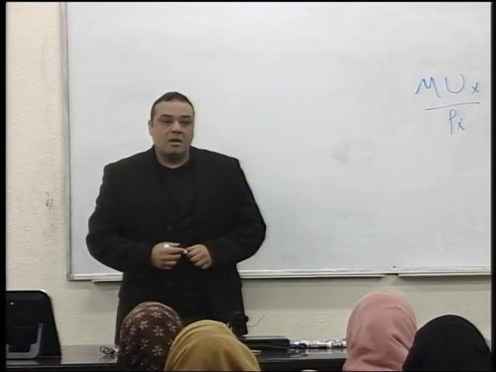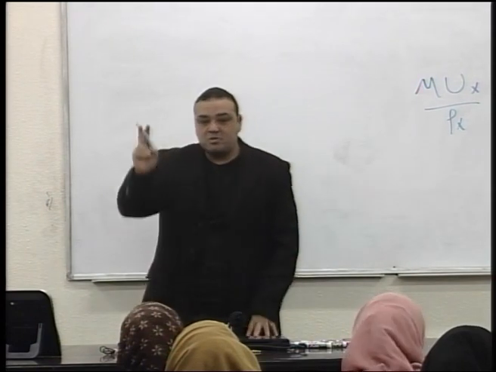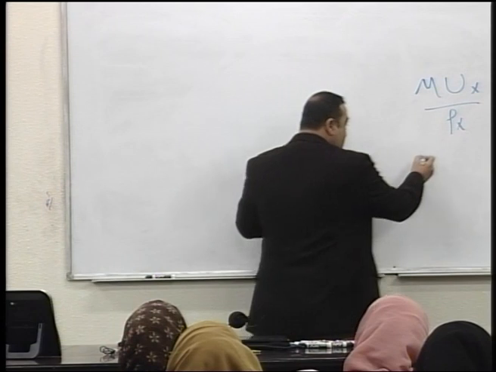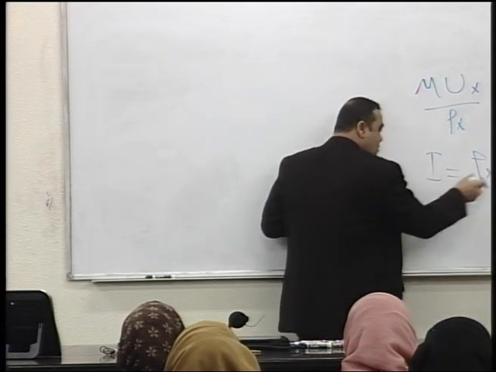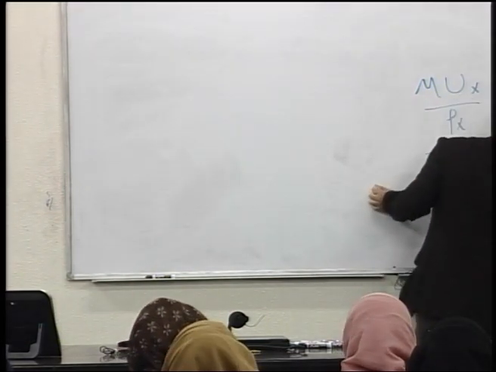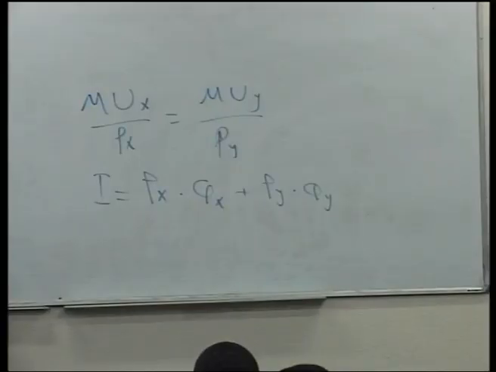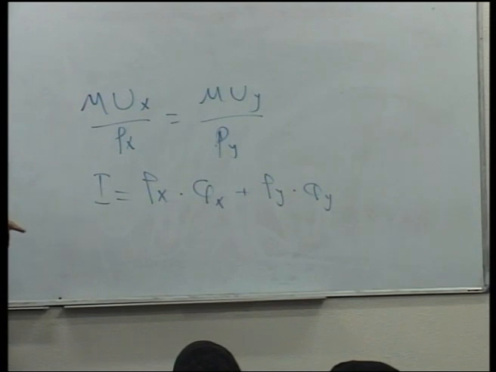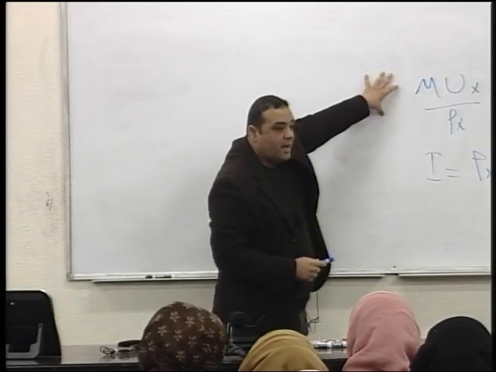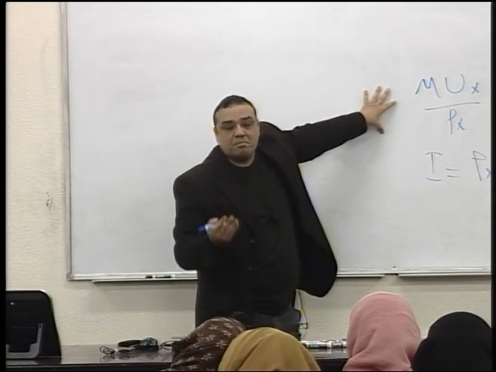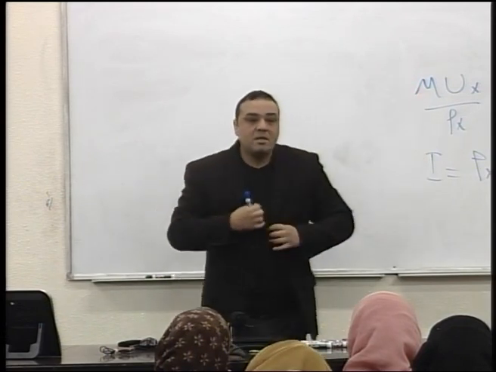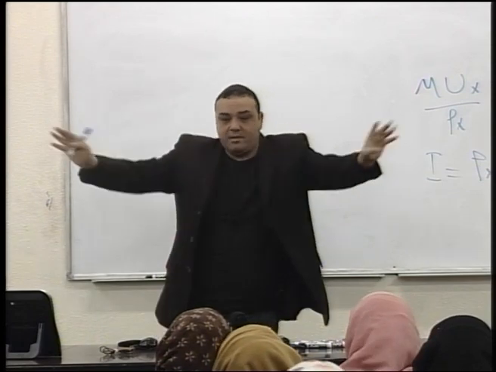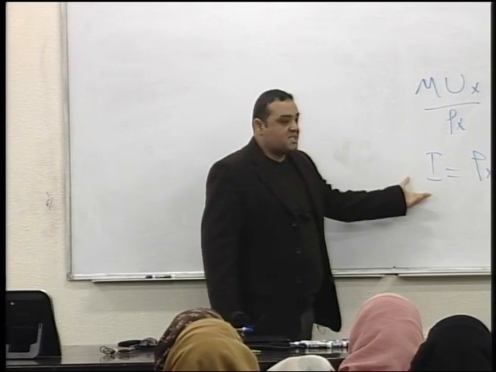And the second is that the consumer spends all of his income to buy the two products, only X and Y, and he allocates this income to buy the two products. Income equals price of X times the quantity X plus price of Y times the quantity Y. We had an example and determined the points at which the marginal utility of X over price equals the marginal utility of Y over price, the first condition. And we said that the first condition might be achieved at different quantities or different points, and the second condition will be met in one case only, which achieves the consumer equilibrium. All right?